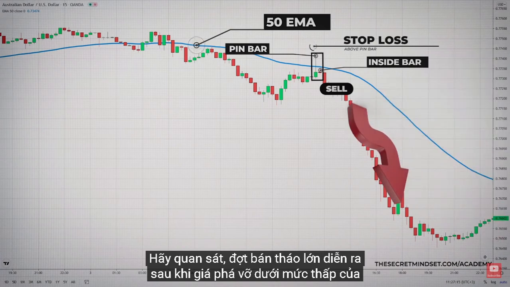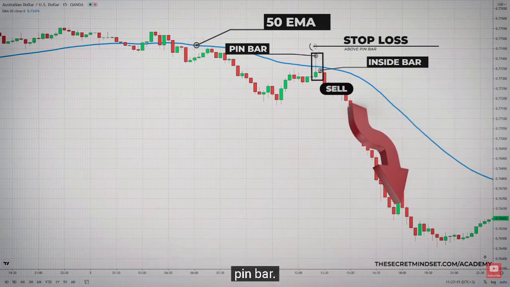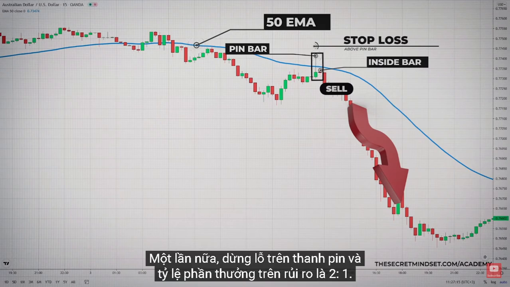Observe the major sell-off that took place once price broke down below the low of the pin bar. Again, stop loss above the pin bar, and the 2-to-1 reward to risk ratio.